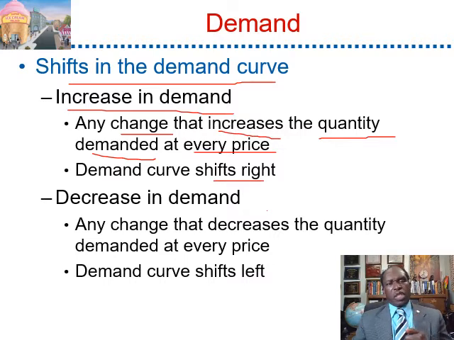The second change in demand is called decrease in demand. For instance, if income goes down or the number of buyers goes down, demand will decrease and shift to the left. So this means that any change that decreases the quantity demanded at every price, the demand curve will decrease and shift to the left. So this is known as negative shift.